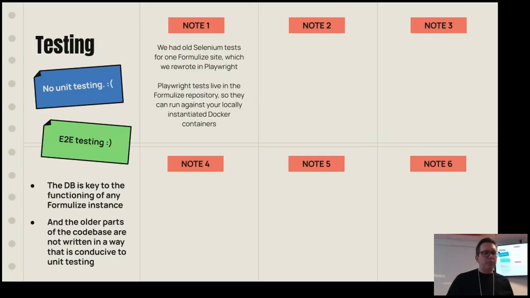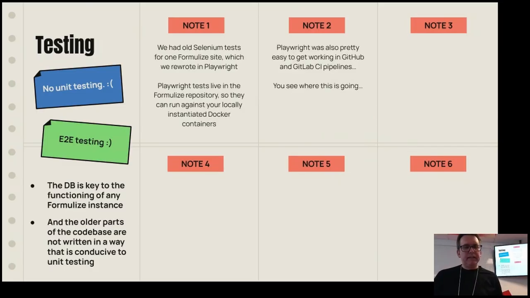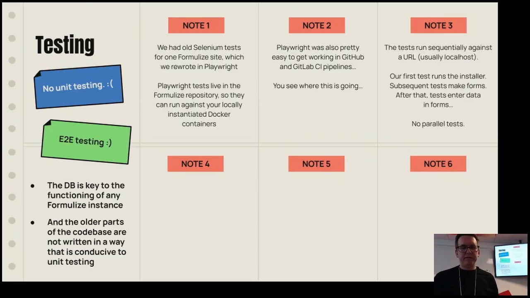But we did have a whole bunch of old Selenium tests for one particular formalized site, a long-standing client. We rewrote those in Playwright. Ask Arvin why. Playwright tests live in the formalized repository, so they can run against your locally instantiated Docker containers. Playwright is also very easy to get working with GitHub and GitLab CI pipelines, so you can see where we're going with this. Tests run sequentially against the URL, usually your localhost, because you spin up that container, you've got localhost, so your tests run against there.